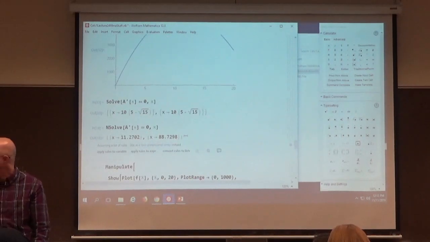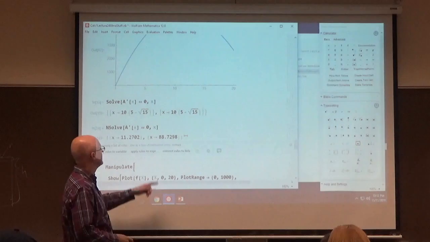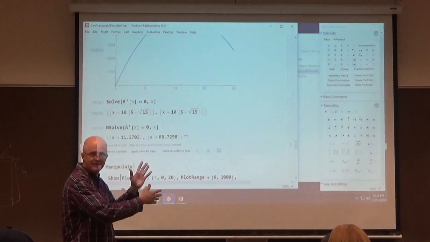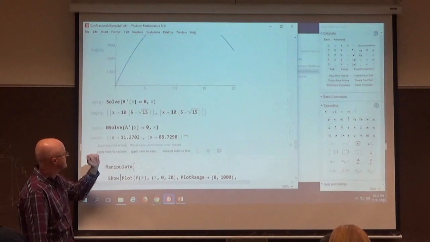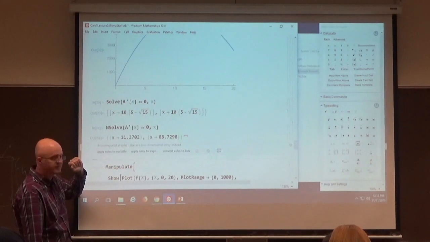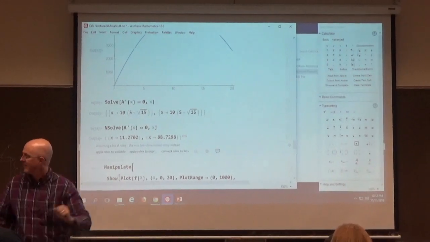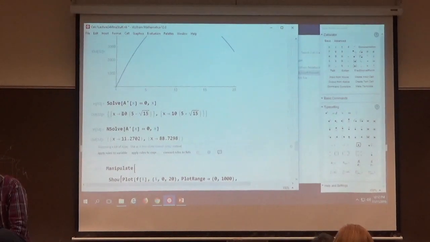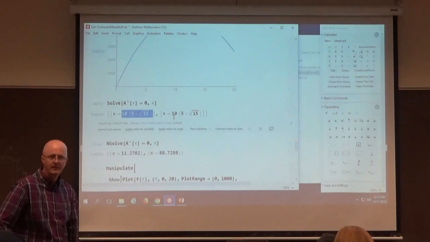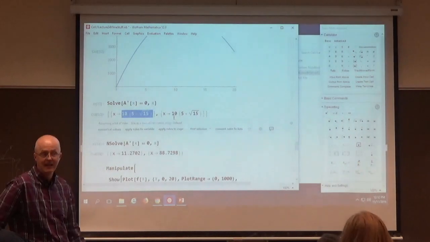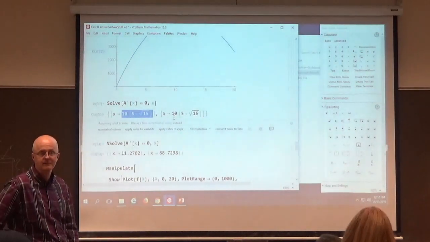We want the one that's between 0 and 20. In fact, if it's past a certain point, the graph doesn't even make sense. This is the one between 0 and 20. I said it was between 10 and 11. It's actually a little bit bigger than 11. You can find it exactly. It's evidently this number. Probably the quadratic formula could be used to find that, because A prime of x is going to be quadratic.